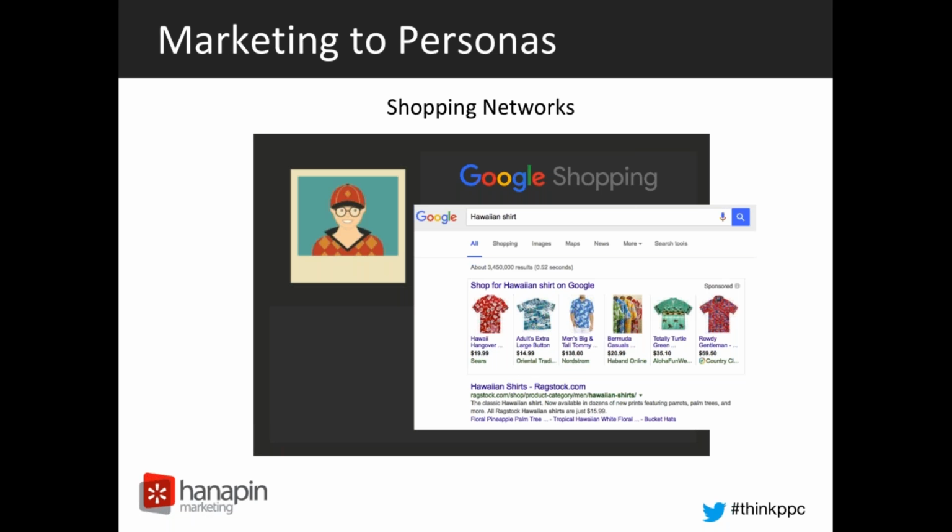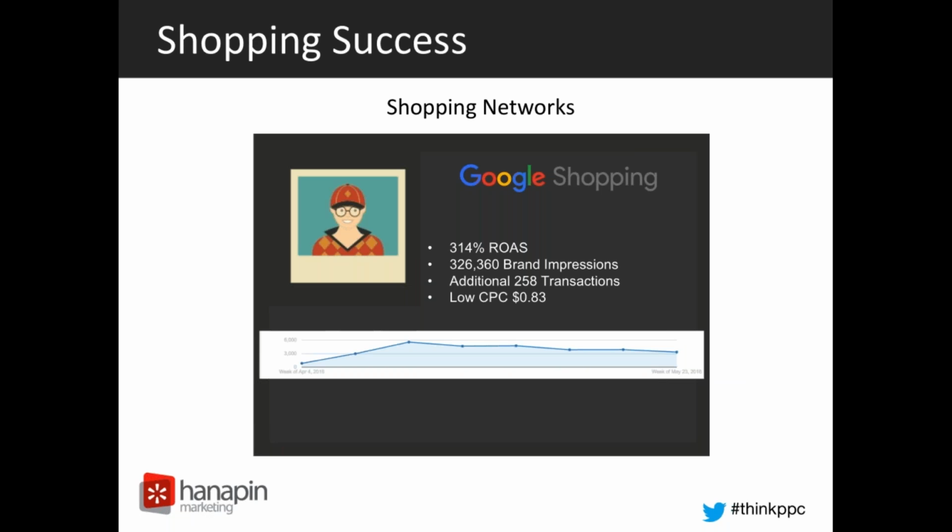And just to show you guys some successes that we had, the results that we've been able to gain over the last few months have been great. In addition to reporting a 314% return on ad spend, shopping's been relatively inexpensive in terms of our cost per click, and it's really helping us to get our brand out there with a high volume of impressions. This isn't a really well-known brand. It's one that's kind of starting out, and even just the 326 some thousand brand impressions are considered a success within this space.